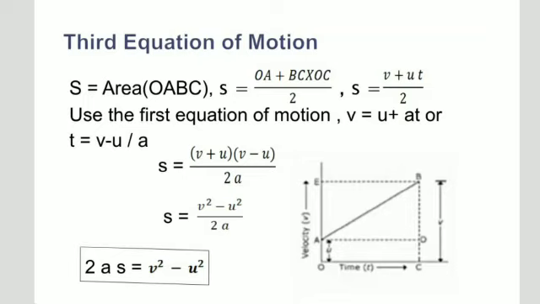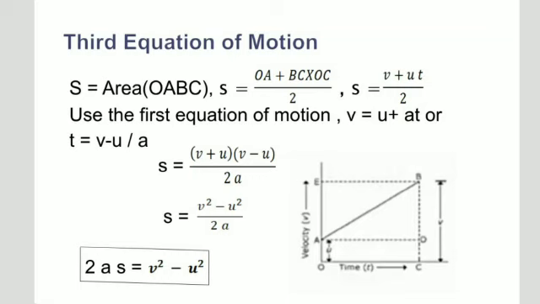The first equation of motion is v is equal to u plus at, or we can say time is equal to v minus u over a. Substituting its value, s is equal to (v plus u)(v minus u) over 2a. So we get v square minus u square over 2a, and it gives us 2as is equal to v square minus u square, which is the third equation of motion.